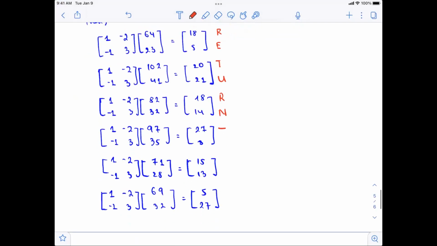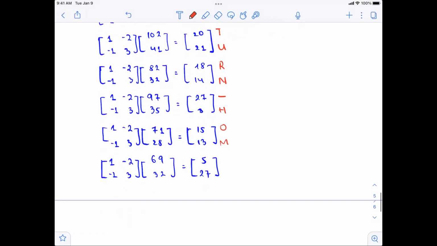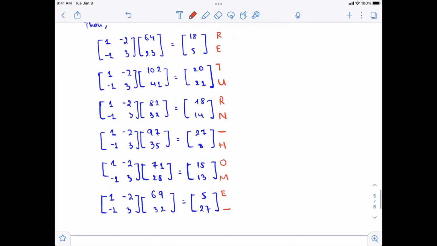Now 8 is H, 15 is O, 13 is M, 5 is E, and 27 is the spacing again. So the message that we receive is return home, right? The message received is return home.